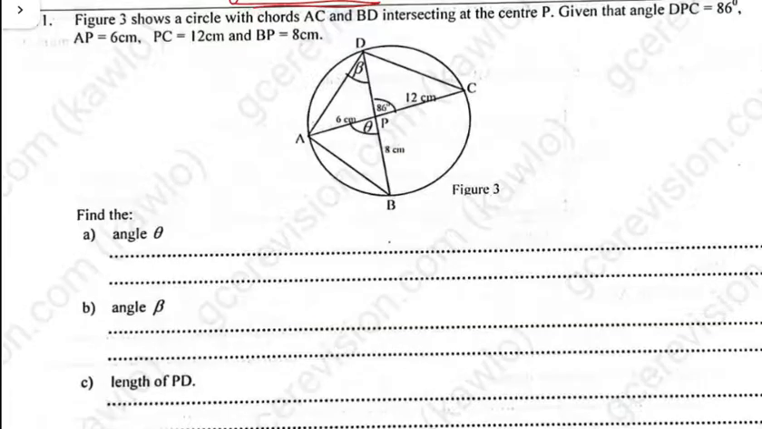So given that angle DPC is 86 degrees, and AP is 6 centimeters, and PC is 12 centimeters, and BP is 8 centimeters. Find the angle theta.